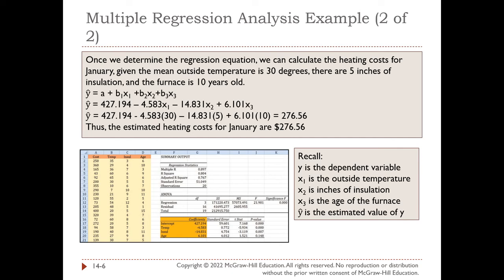So, here, once we determine the regression equation, we can calculate the heating cost for January, given the mean outside temperature is 30 degrees. There are 5 inches of insulation and a furnace 10 years old. Now, because multiple regression does usually have to take a little bit of statistical software to use, this is why the book has opted to go with Excel and that fun little data analysis. Notice here, here's our equation right here. See.